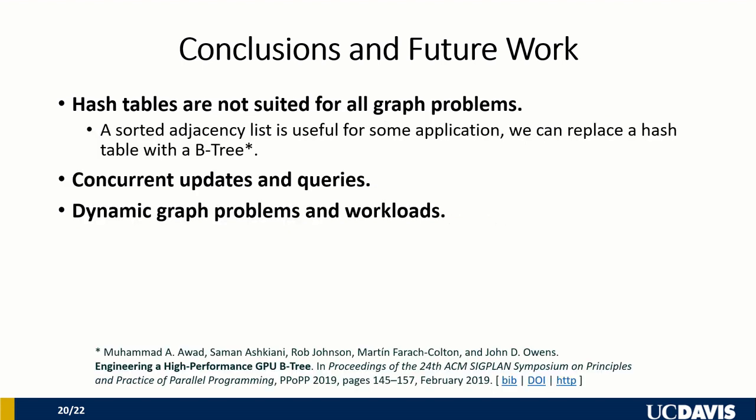So hash tables might not well suit all of the graph problems. For example, we found that a sorted adjacency list is useful when performing the intersection operation. So we can replace the hash table with a data structure that by construction maintains a sorted order, such as a B tree. But still, there will always be a trade-off between how fast we can solve the graph problem and how fast we maintain the data structure.